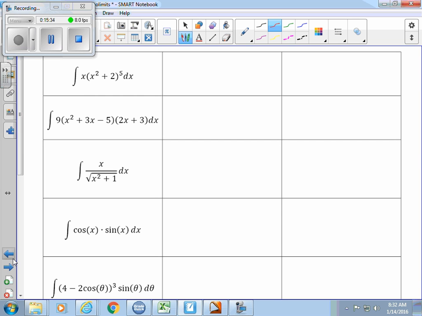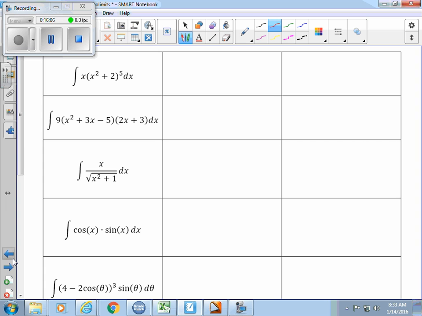Integrate (x squared plus 2) to the 5th power times x. Why is that a problem? Why can I not just integrate it? Product rule, chain rule, lots of problems. I could multiply that out to the 5th power. If it were a square, that's what I would do. I would actually do the algebra and then just integrate using our rules.